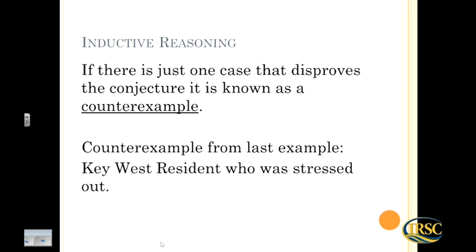So notice that you could meet 100 people that are relaxed and laid back, but you still haven't proven that statement to be true. And it only takes one person that's not relaxed and laid back to prove it false. So it's a lot easier to prove a conjecture false using inductive reasoning than it is to prove it true.